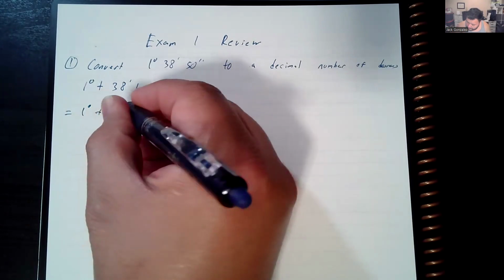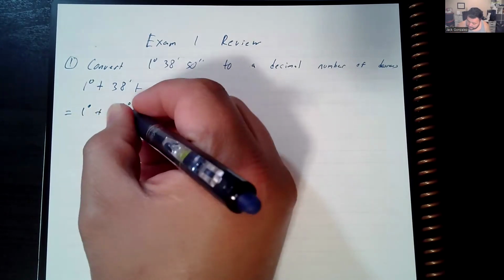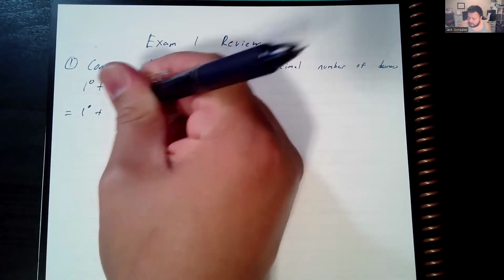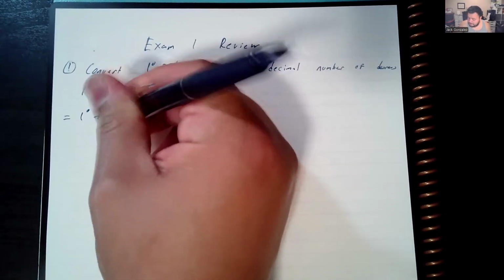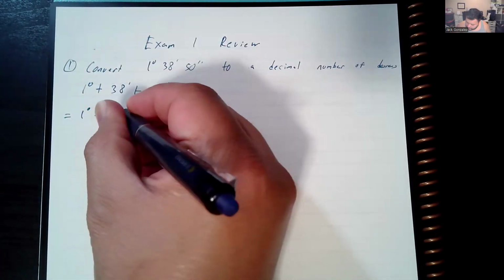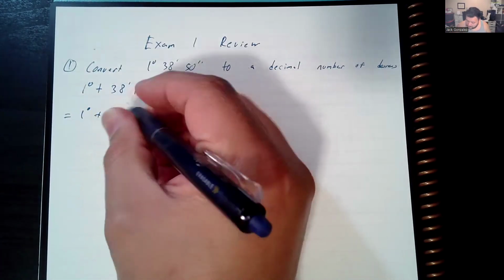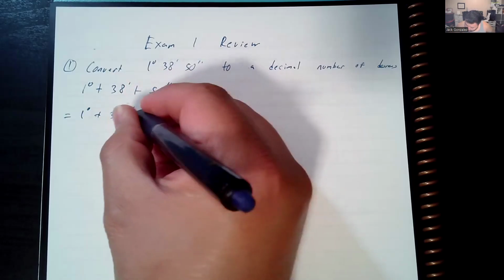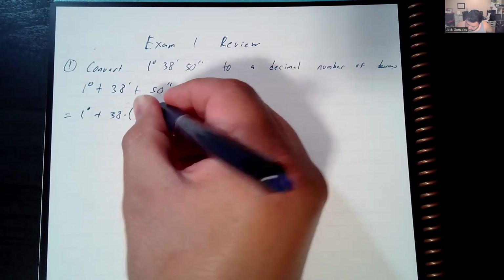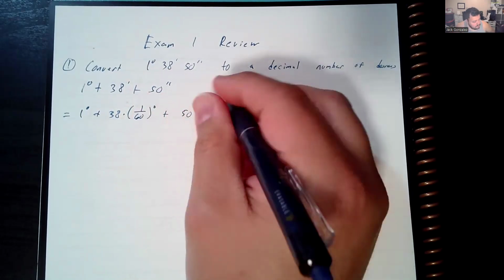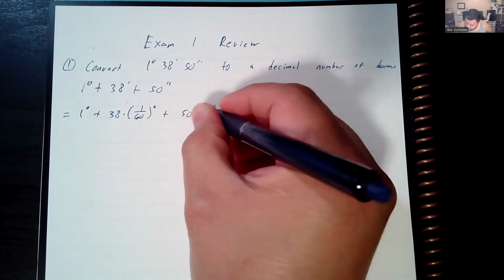This will be 38 degrees. Oh no, I'll show it. It'll be 38. And then you change the minutes into 1 over 60 degrees. Then you change the seconds into 1 over 3600 degrees.